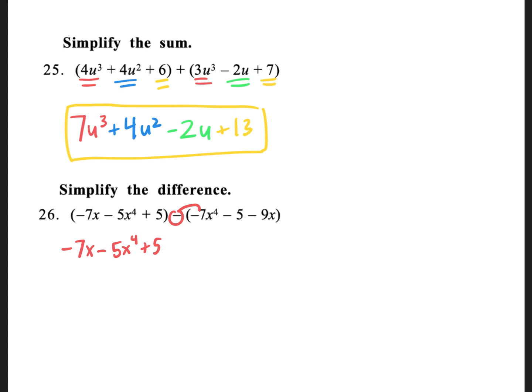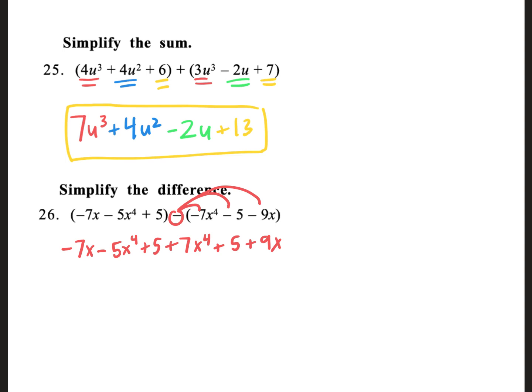So if I do a negative times a negative, I get a positive 7x to the fourth. Negative times a negative gives me a positive 5. And a negative times a negative gives me a positive 9x. If any of those had been positive to start, when I multiplied them by a negative, they would have turned into a negative. From here, we're just combining our like terms.